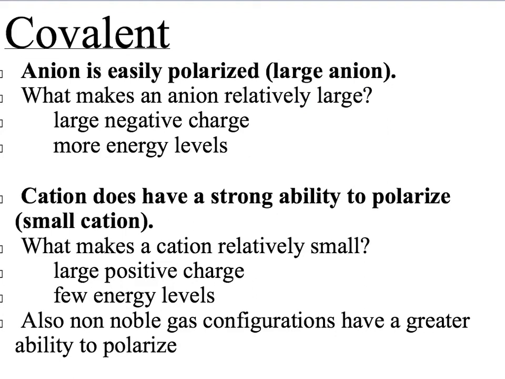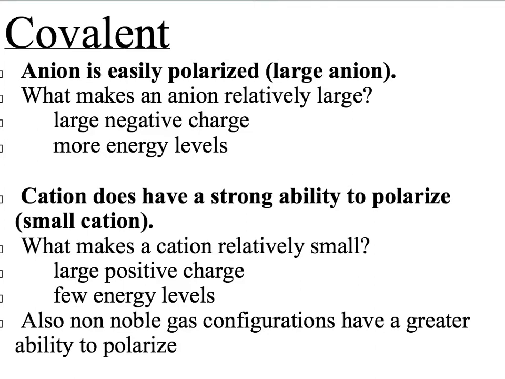All right, so let's look at the other side, the covalent side. We said what makes something very ionic is that the anion cannot be distorted and the cation does not do a good job distorting. That means we want a very small anion and a very large cation. Well, covalent is exactly the opposite. Here we would like a large anion that can be very easily polarized, and a small cation that has a very strong ability to polarize.